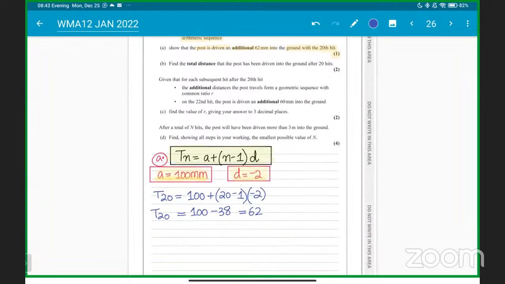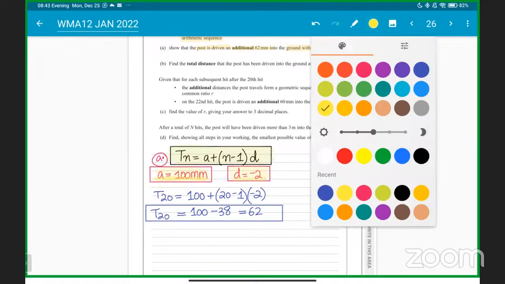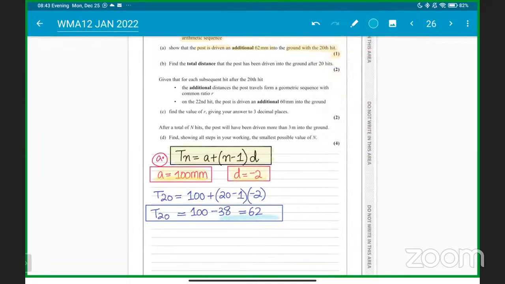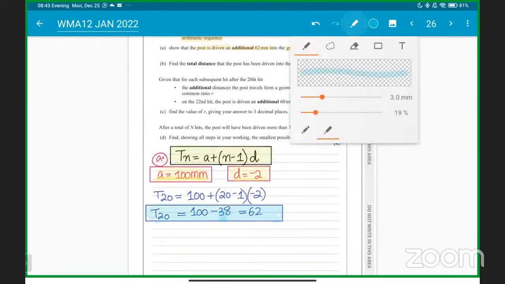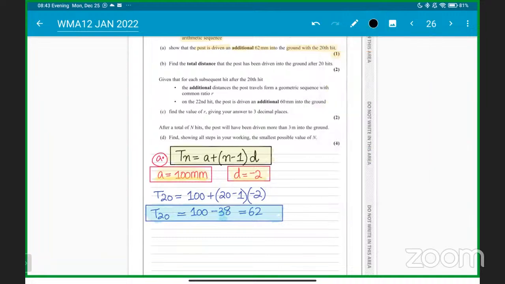That is how you prove for 1 mark that, using the arithmetic sequence formula, after the 20th hit the value is 62 millimeter. This part is not tricky, but a couple of parts in this question are very tricky, so follow carefully with me. You should understand that these types of difficult questions can be asked.